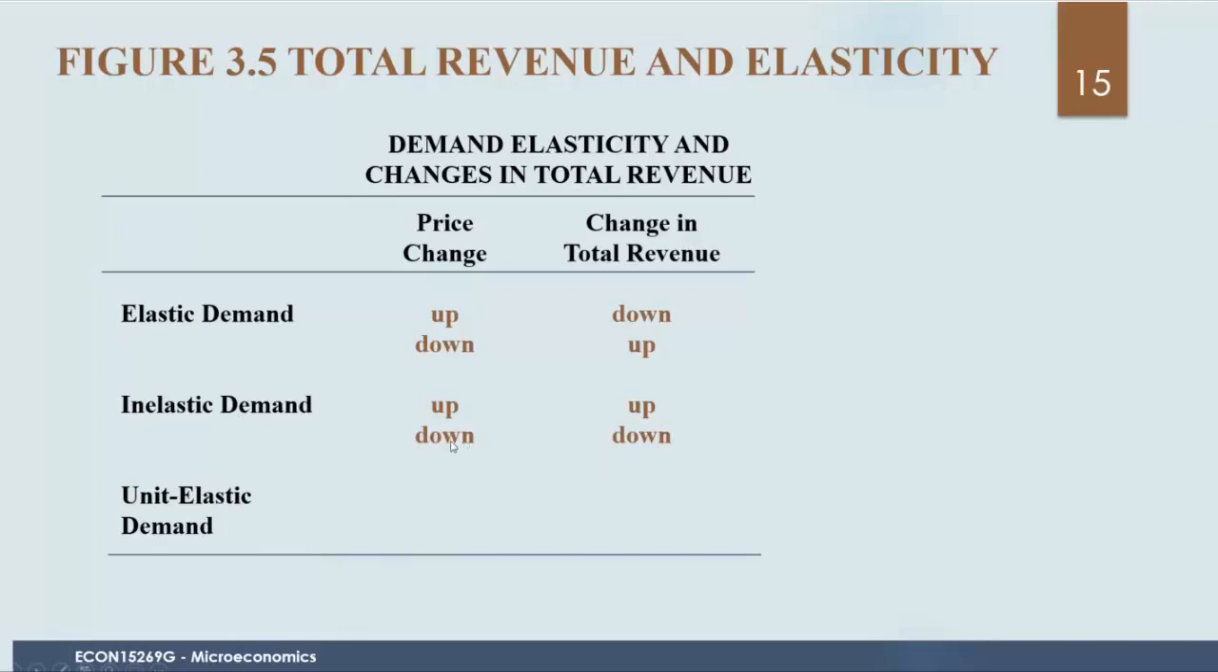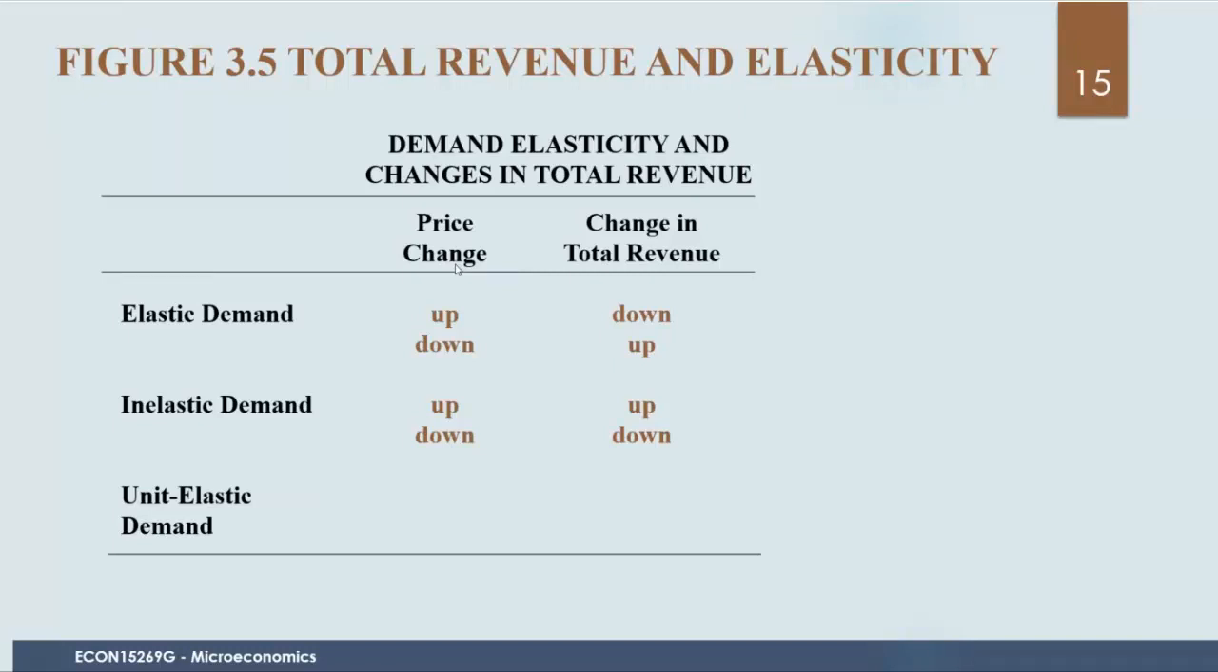So one way to remember this is, if you increase the price and revenue increases, then you're on the inelastic portion. And then you can sort of just figure out the rest from that. If you found that revenue decreased, then you must be on the elastic portion. And then you can just do the same thing for a price fall.